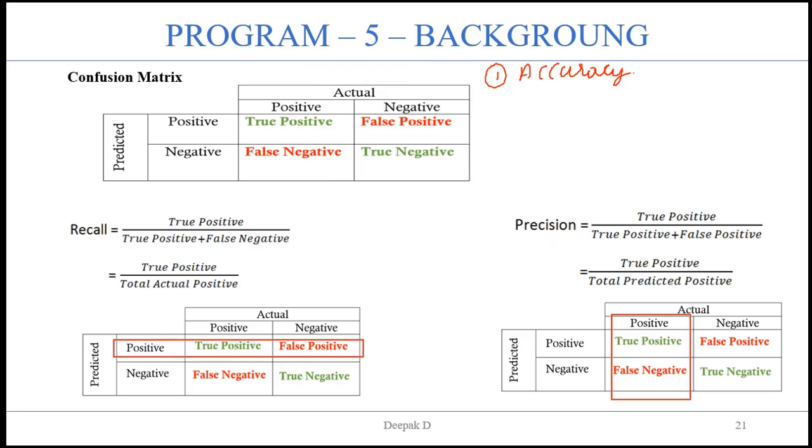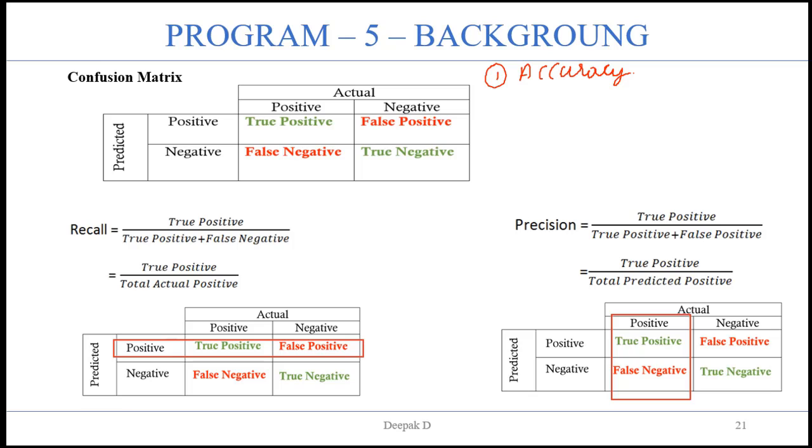Let's start with the first term, which is accuracy. What do we mean by accuracy? Accuracy is the most intuitive performance measure, and it is simply the ratio of correctly predicted observations to the total observations. One may think that if we have higher accuracy, then our model is best. Yes, accuracy is a great measure, but only when you have a symmetric data set, where the values of false positive and false negative are almost the same.